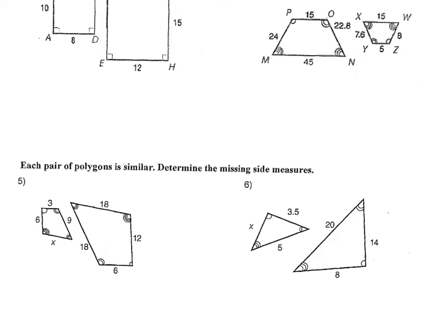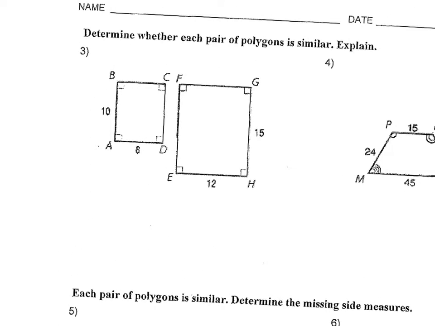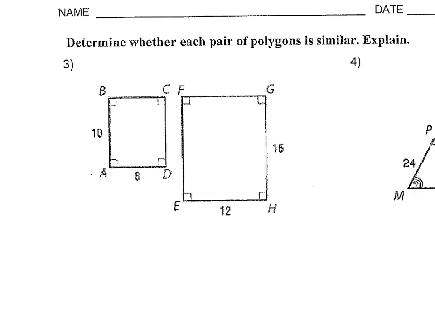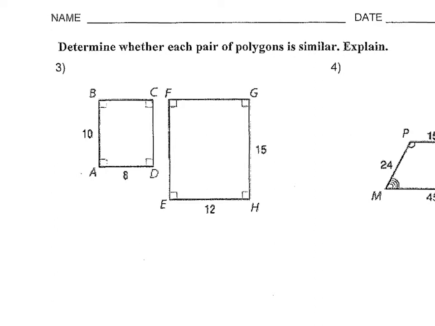Okay, the next page. So determine whether each polygon is similar, explain. Okay, so we can start with this side. I'll start with my length over here. So B to A is my length, it's 10. The corresponding side on my larger rectangle is still the length, so that's going to be my corresponding side. So I can write that as 10 over 15.